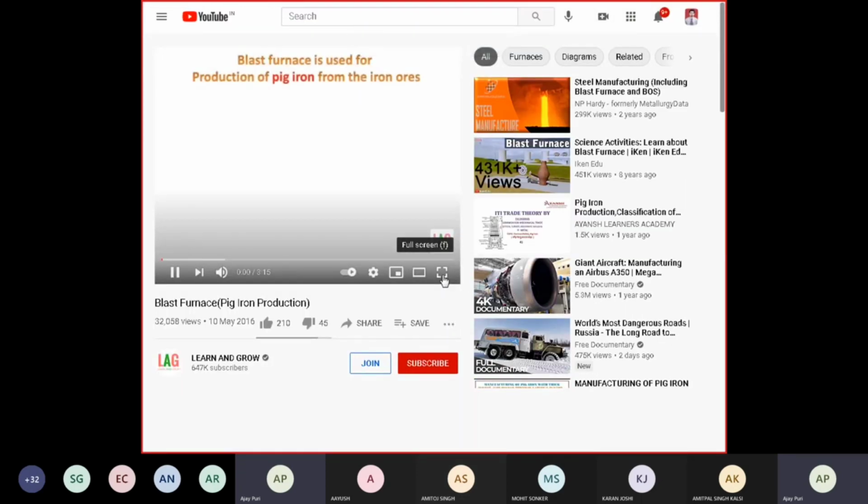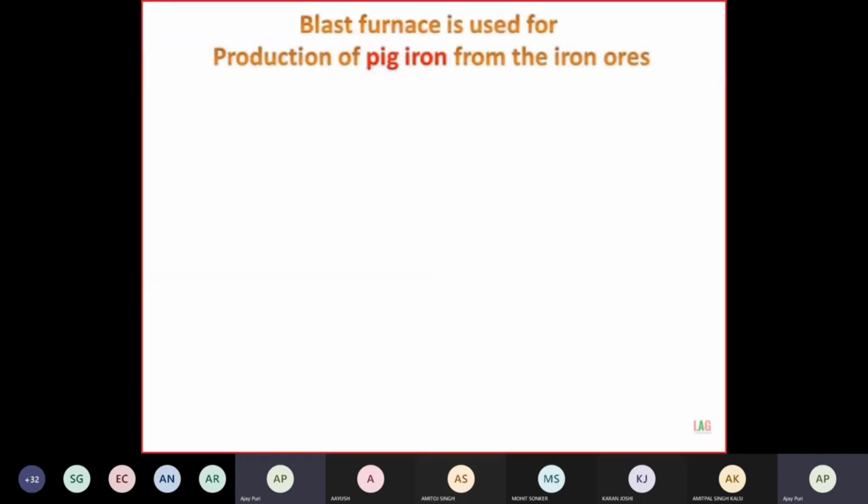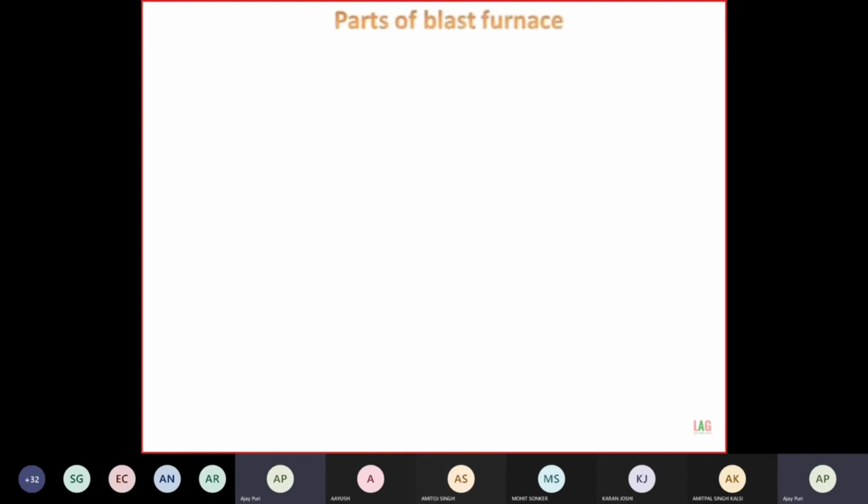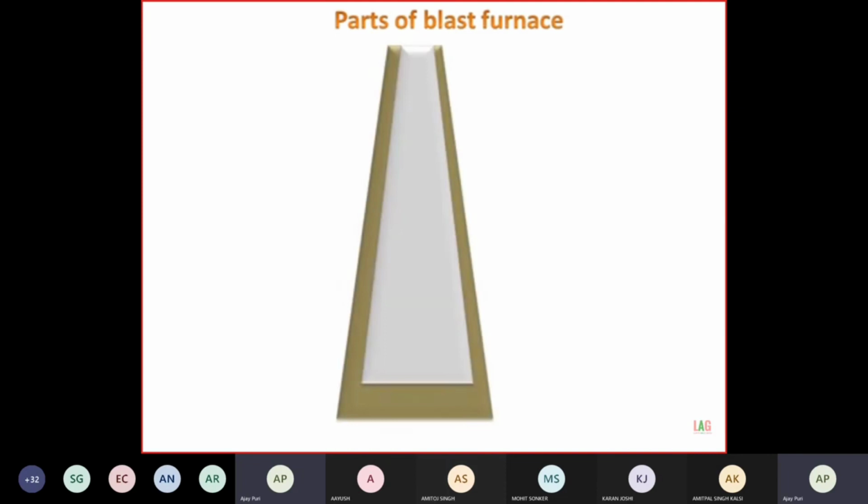Blast furnace is used for extraction of pig iron from the iron ores. Now we will discuss the parts of the blast furnace. We have a shell with a charging door. This is the charging door from which we will charge the furnace. The shell has refractory linings. These are the refractory linings for preventing heat loss.